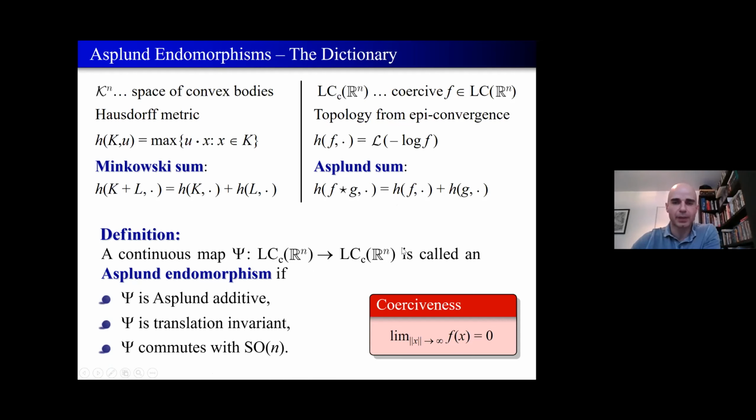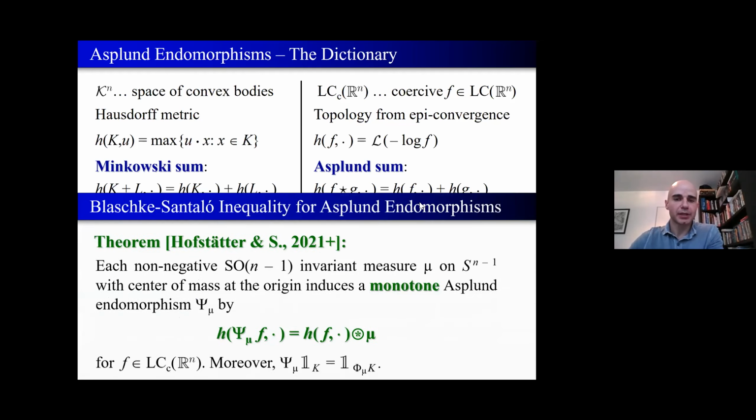So these are exactly what you would expect. They are Asplund additive, translation invariant, and commute with rotations. And I forgot to mention that coerciveness is really necessary here, because if you don't assume coerciveness, the space of just log-concave functions, upper semi-continuous and proper, will not be closed under Asplund sum. You leave the space, and so coerciveness really implies that your space is closed with respect to this addition.